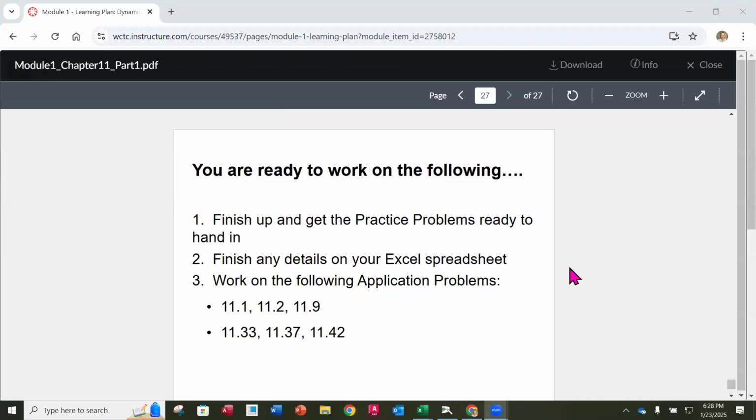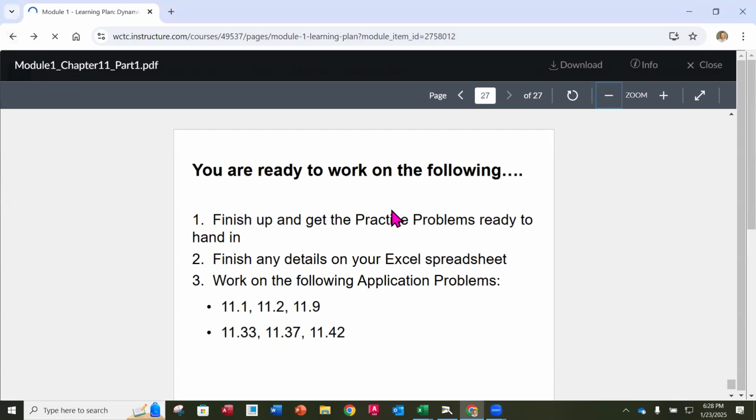Okay, so now that we have finished up the sample problems in the first two sections, you would be able to work on the following problems as we see here as far as your application problems. But we still have more work to do tonight, and we've just finished up this first PowerPoint.